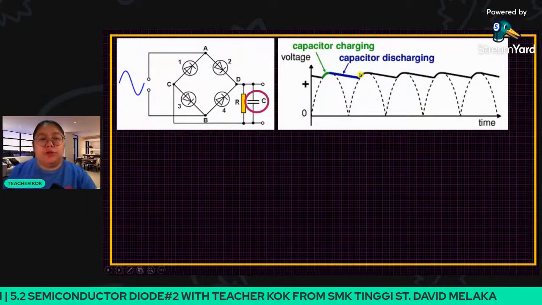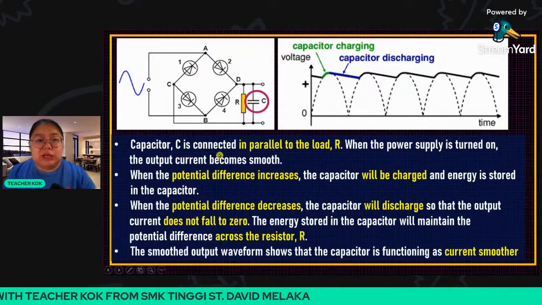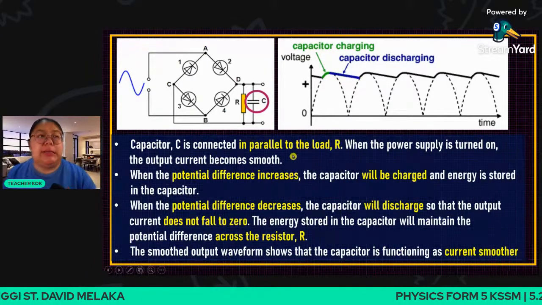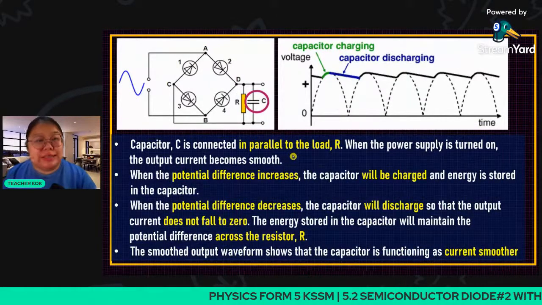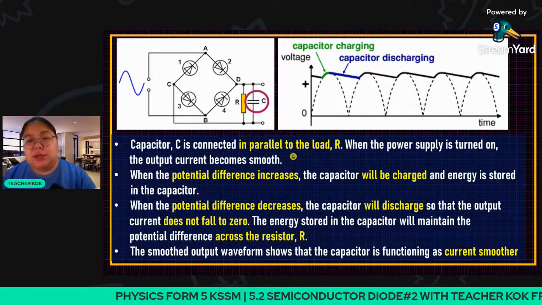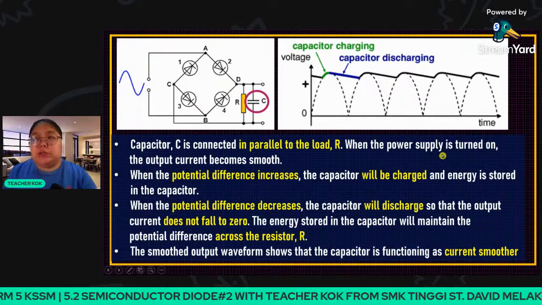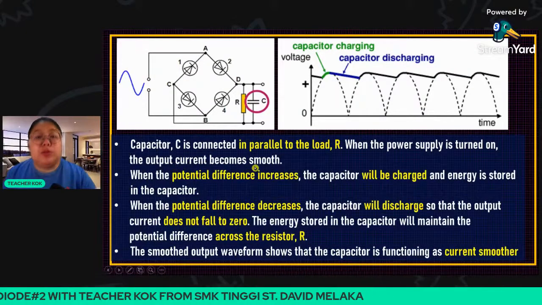Okay, now we go through more detail about the capacitor. The capacitor is connected in parallel with the R. This is a keyword you need to know. When you see the capacitor joined in series, it actually cannot function. It must be parallel. Number two, when the power supply is just turned on, the output current becomes smooth.